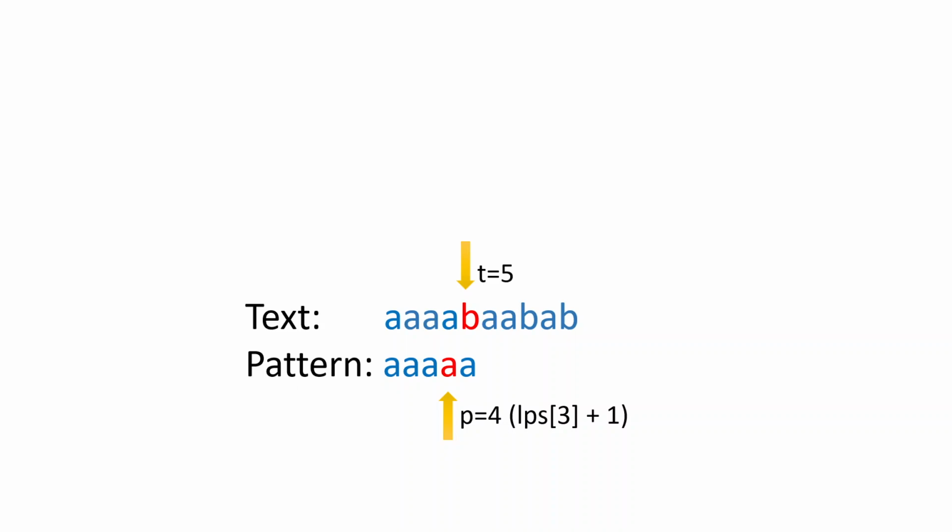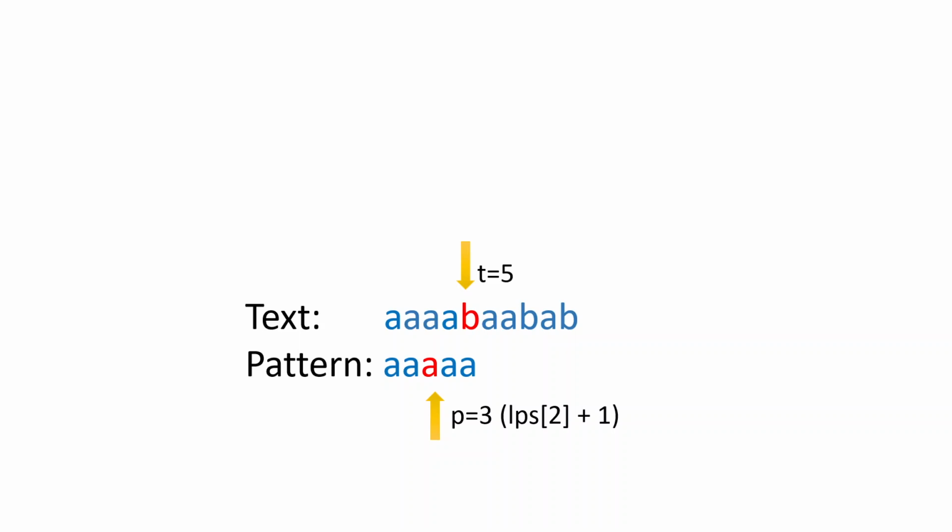So we can just go one character after the LPS value and see whether that pattern matches with the current position of T, or text. So that's what we just did here. So LPS 3, basically LPS index 3, is value 3 plus 1, so that is 4, and we have moved pattern back to the fourth position, and we are checking with the same position of T. But again, there is a mismatch. So what should we do?